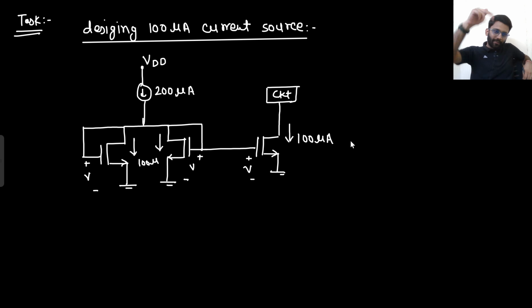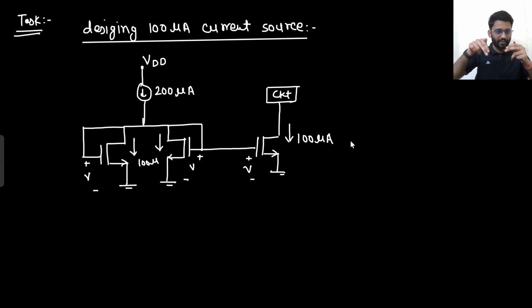You had 200 microampere. You need to get 100 microampere current out of it. You need to divide that current. I divided that current into two diode connected MOS. Both are in saturation region. Both have the same W by L ratio. That means both will have the same current. So 200 will be divided into two parts: 100, 100. Say yes or no. Right? 100, 100. Both currents are divided.